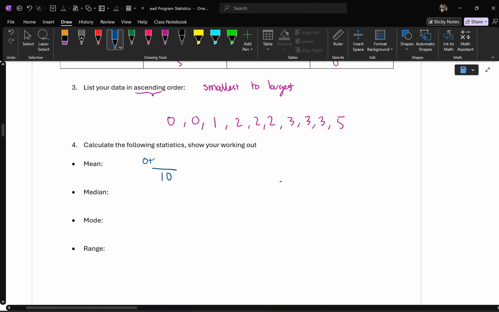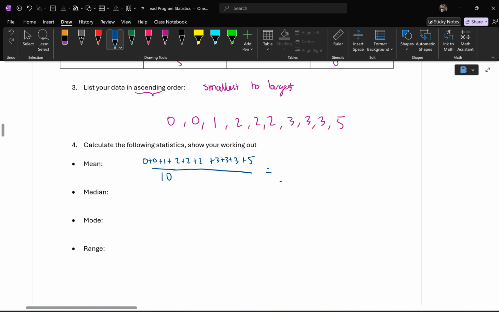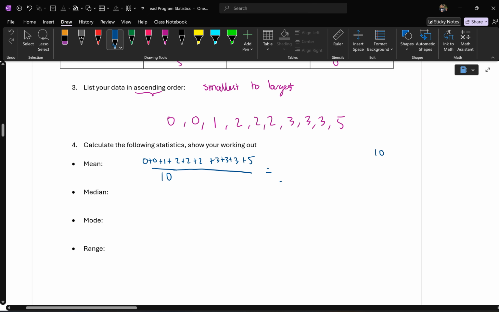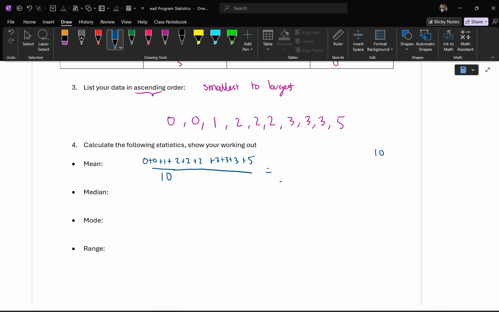So 0 plus 0 plus 1 plus 2 plus 2 plus 2 plus 3 plus 3 plus 3 plus 5, and you divide that all by 10. That's to get the mean. Median's the same thing. So remember, finding the middle. So your data, you've got 10 of them. Since you've got 10, that means the median has to sit between the 5th and the 6th position.